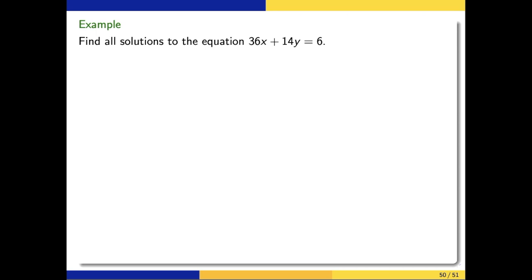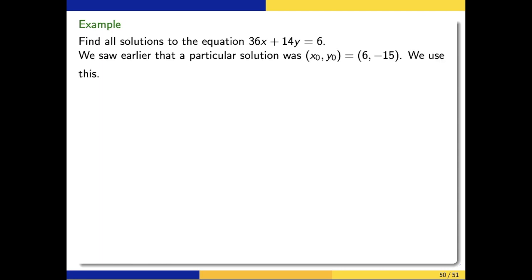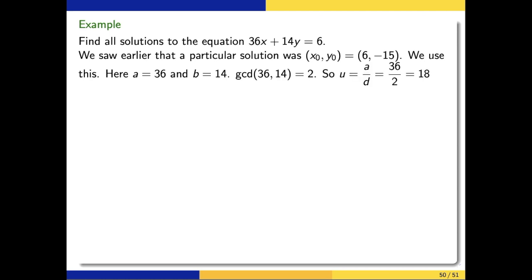Lastly, we look at an example that applies all that we have discussed. We try to find a general solution to 36x plus 14y equals 6. We already did find a particular solution, which was x naught comma y naught equals 6 comma minus 15, and now we use this. Here a is equal to 36 and b is equal to 14, and the GCD of 36 and 14 was 2. So u, which equals a upon d, is equal to 36 upon 2, which equals 18, and v, which equals b upon d, which equals 14 upon 2, is equal to 7.